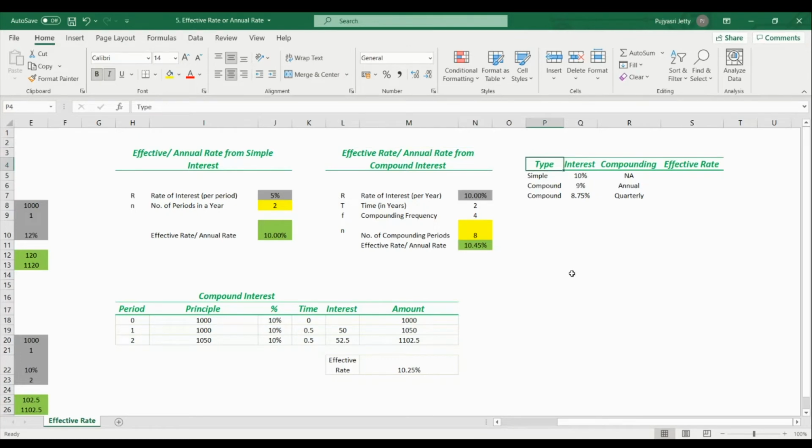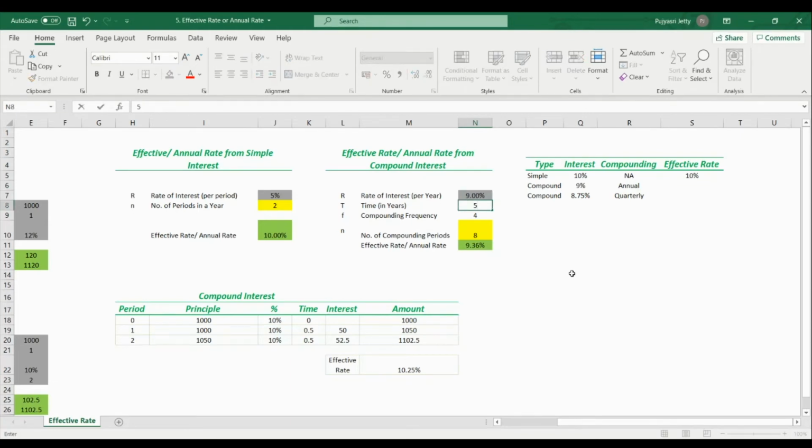Now let's get back to the example we saw at the start of the video. By converting into effective rate, let's decide which among the three options we were given is best for us to take a loan. In the first option, it is simple interest at 10 percentage per year for 5 years. So the effective rate remains 10 percentage. In the second option, it is compound interest of 9 percentage compounded annually. So let's now convert into effective rate. 9 percentage is the rate of interest.